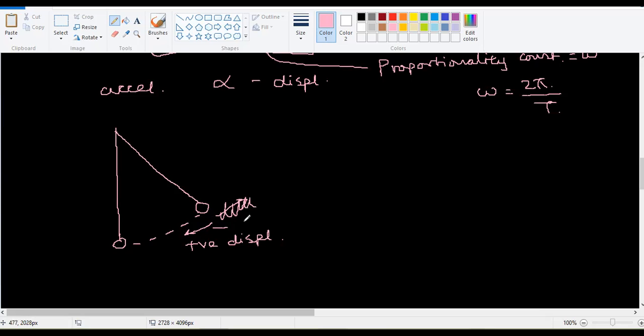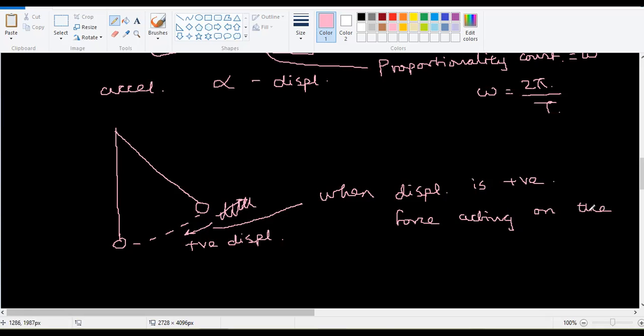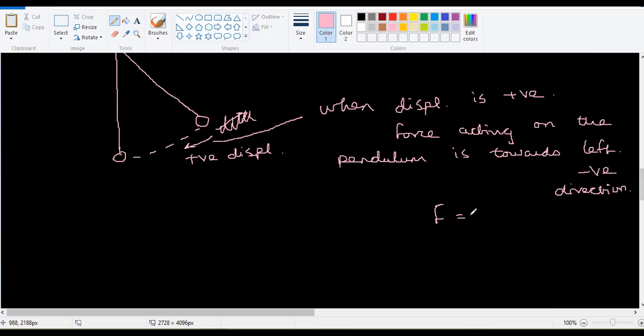So take it down here. When displacement is positive, force acting on the pendulum is towards left, or you can say negative direction. But what is force? F is equal to mass into acceleration, ma. Mass does not have any direction, which means force and acceleration will have the same direction.